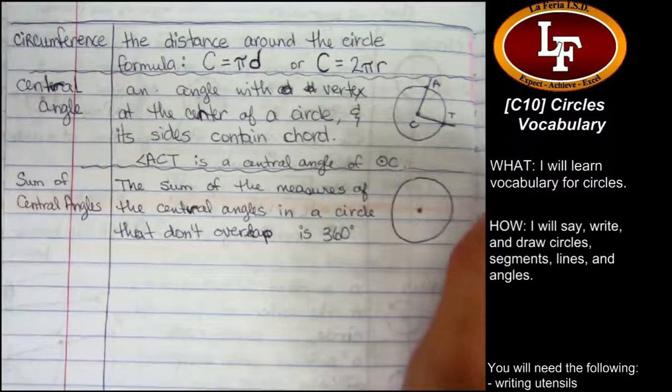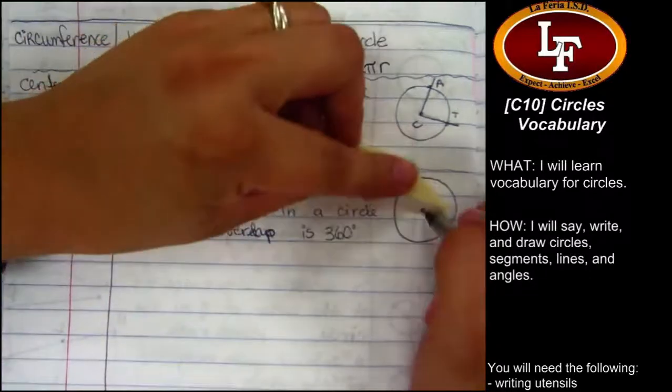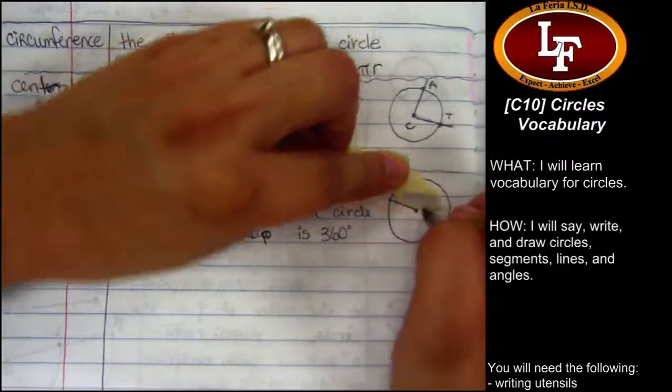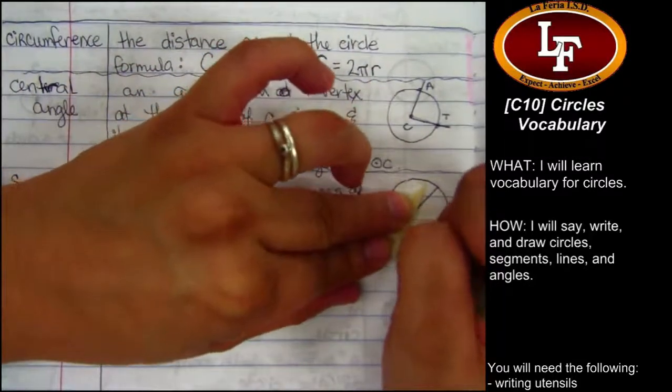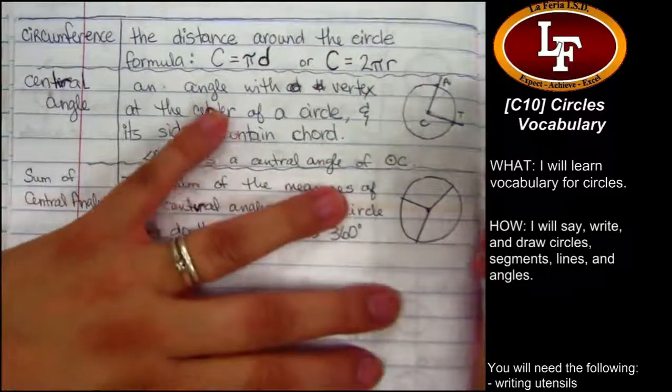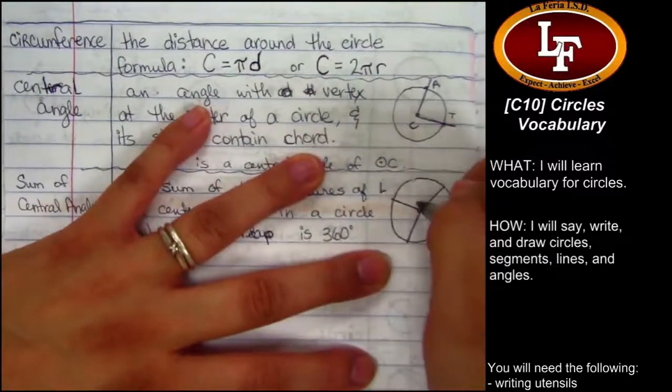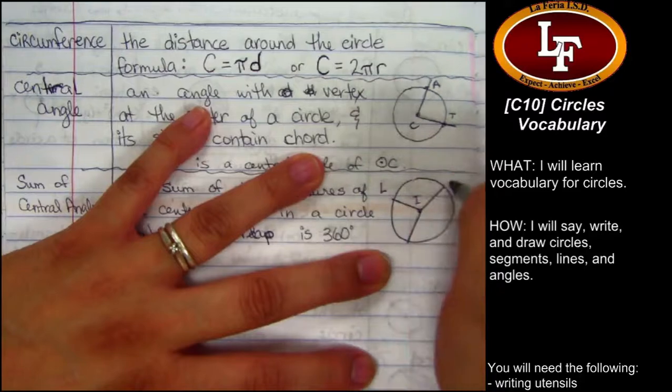So here's my messy circle. Let me actually bust out my straight edge. I said I was going to use it, and then I never did. All right, so there we go. There's our circle. We have our three little chords here, so our three angles.